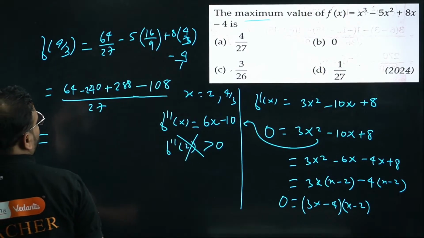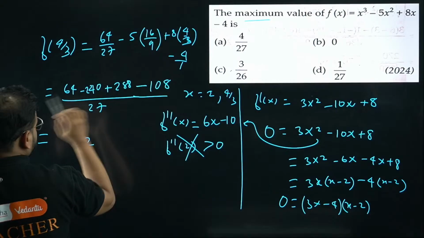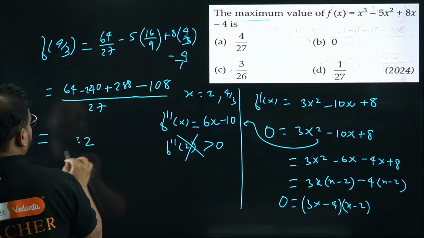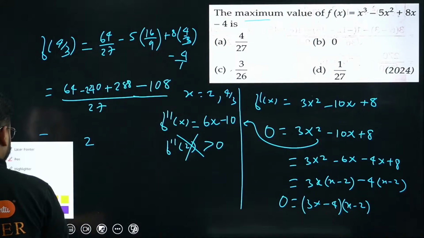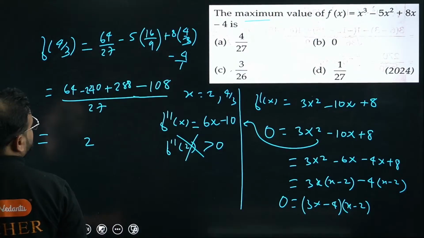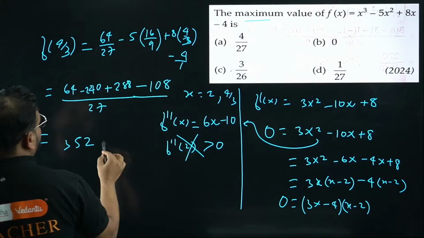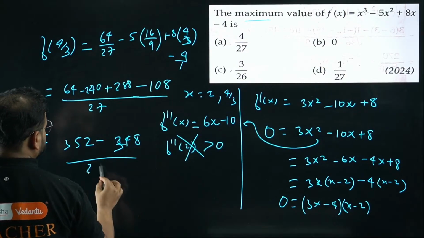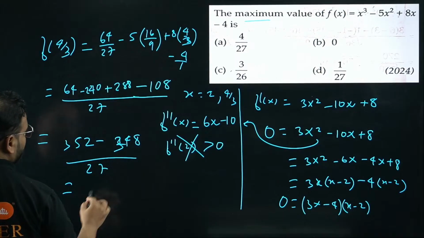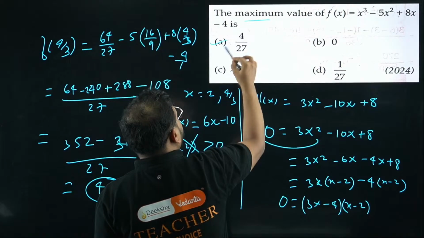Adding, 8 plus 4 is 12, 8 plus 6 is 14 plus 1 is 15. This is going to be 352 minus 240 minus 108. The answer will be 4 divided by 27. Please check. Option is A.